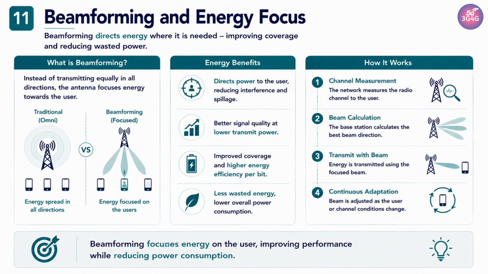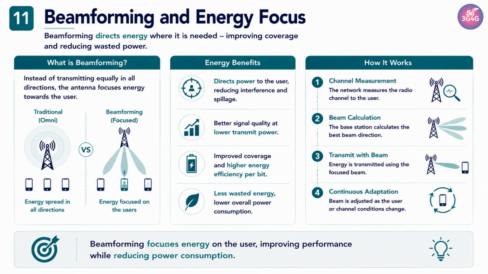Beamforming is closely linked to massive MIMO, and it gives us a useful way to think about energy focus. In a traditional omnidirectional transmission, energy is spread widely. Some of that energy reaches users, but some is wasted in directions where there are no users. With beamforming, the antenna system focuses energy towards the user or the area where the user is located. This improves signal quality and can reduce interference. It can also allow the network to achieve the required performance with lower transmit power than would otherwise be needed.